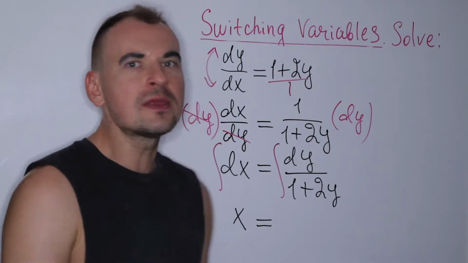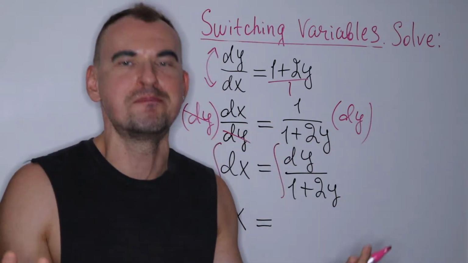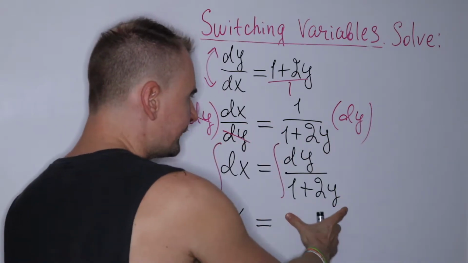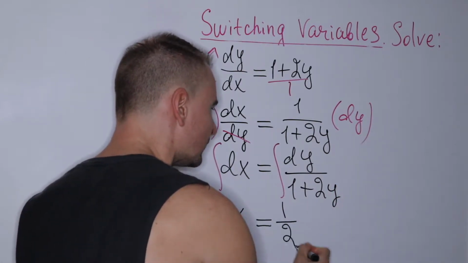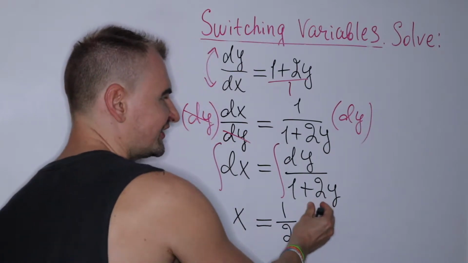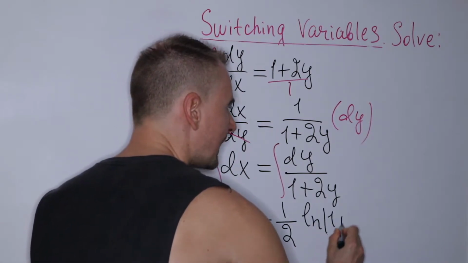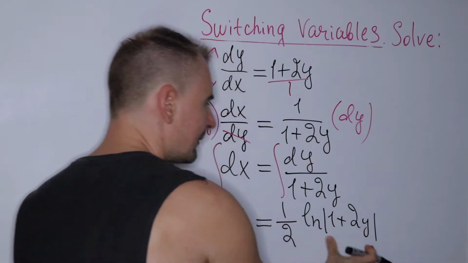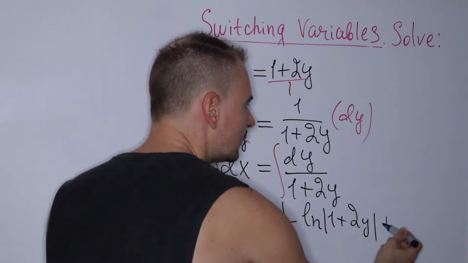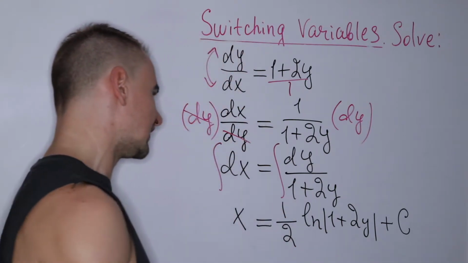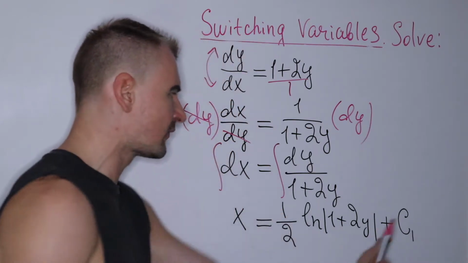And recall basic integration, the table of basic integrals, if you will. If you take the antiderivative of the right side, you are left with 1 over 2, since you have this 2, the constant attached to your y term, times the natural logarithm of 1 plus 2y. And I'm going to write this with absolute value bars, or modulus, if you will. And don't forget to add the arbitrary constant of integration. Let's call it C1, and you will see the reason for this in a while.